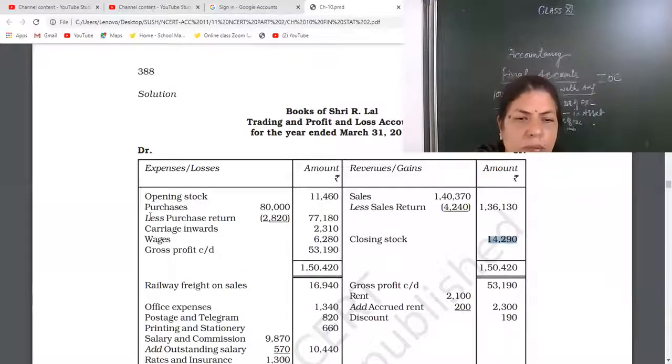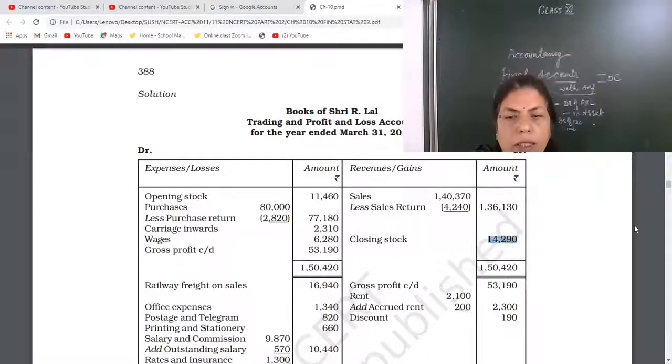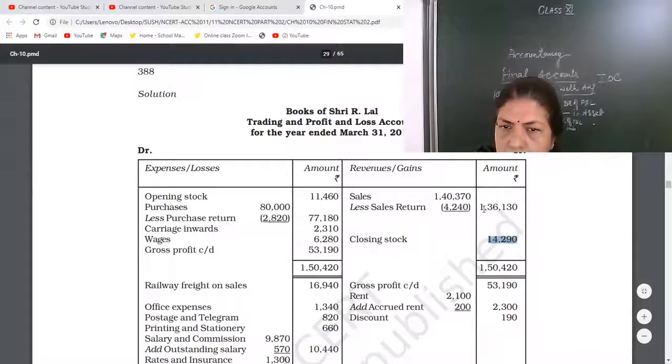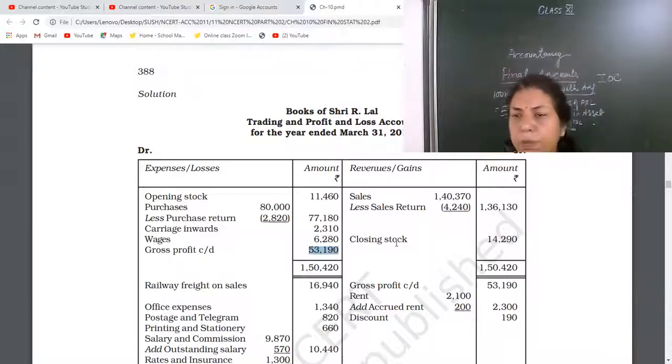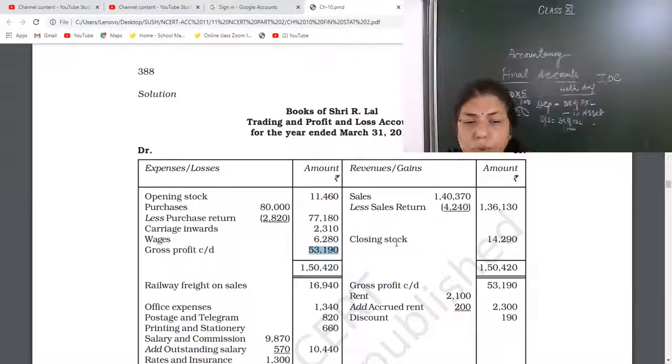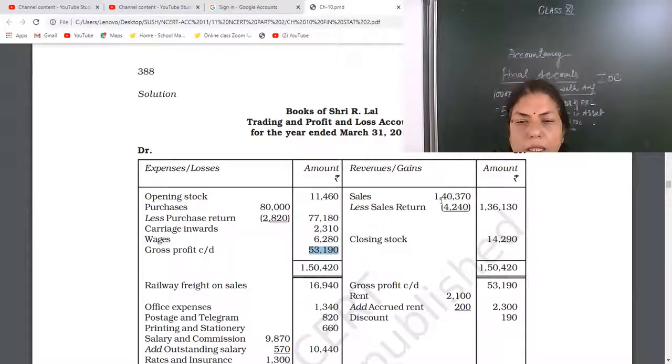This is purchase minus purchase return, carriage inward, wages. This is sales minus sales return. Okay, clear? Because net sales we have to show to calculate the exact gross profit. If we do not calculate net sales, we will not come to know the accurate gross profit. That's why sales return means the goods which we sold now returned. So the exact sales is there. Same here, purchase minus purchase return, carriage inward and wages are direct expenses.